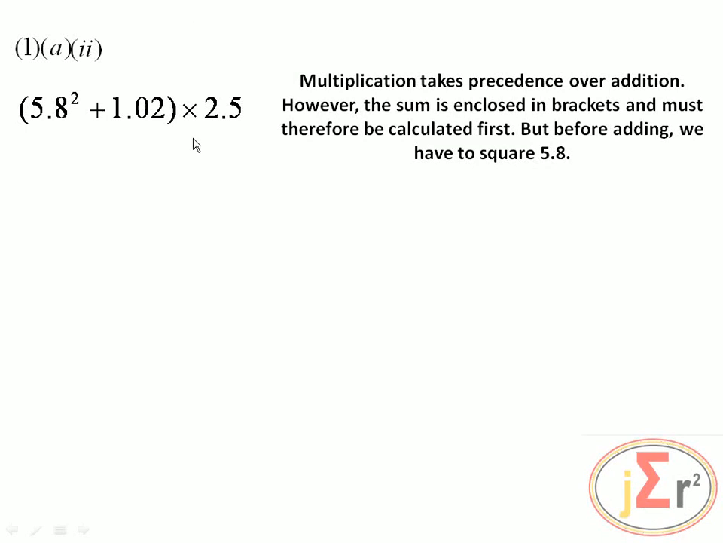Normally, multiplication is carried out before addition, but the addition is enclosed in brackets. The operations that are in brackets are carried out first. So we may add 5.8 squared to 1.02 before multiplying by 2.5. However, we need to find the square of 5.8 first. So that is our first step. Find the square of 5.8.